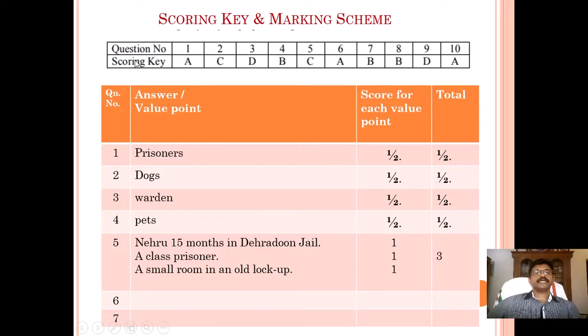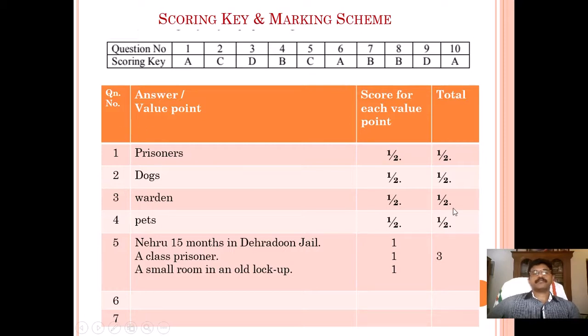So scoring key is used when we have more of the multiple choice questions, and here the top row shows the number of questions or question number, and the bottom row shows the answer key to each question. So this scoring key is used in case of multiple choice questions.